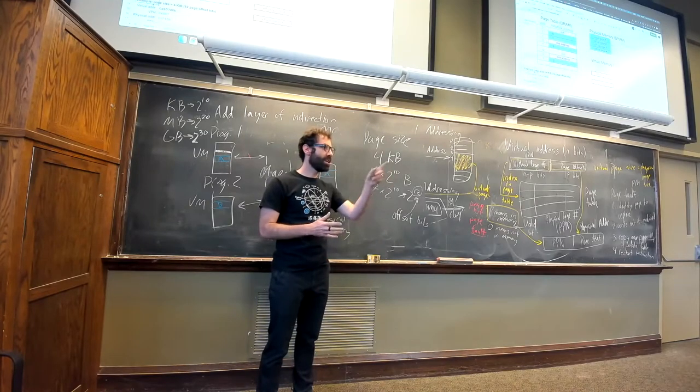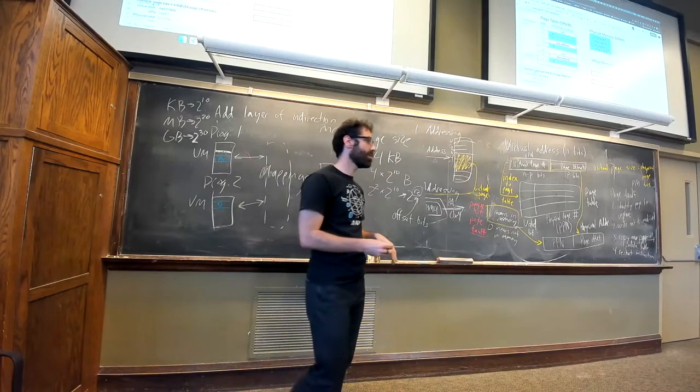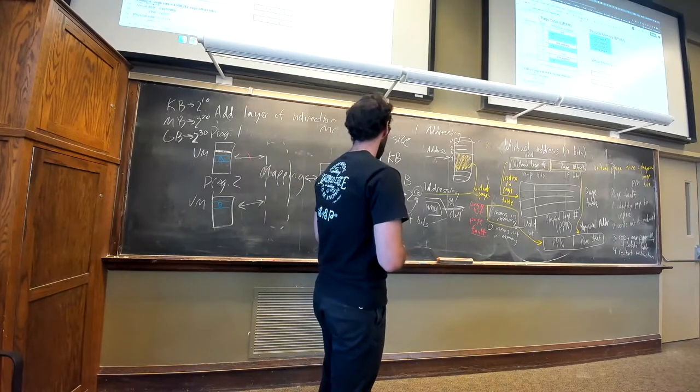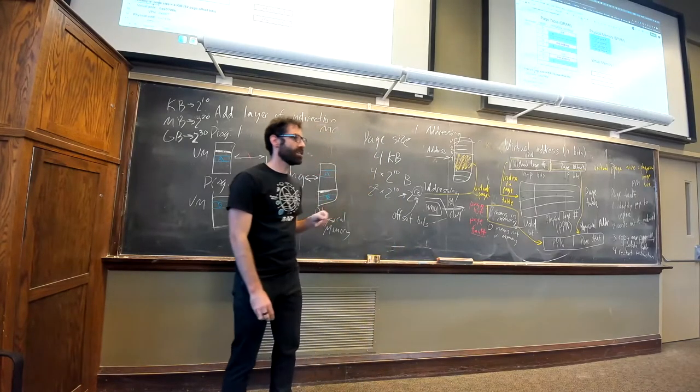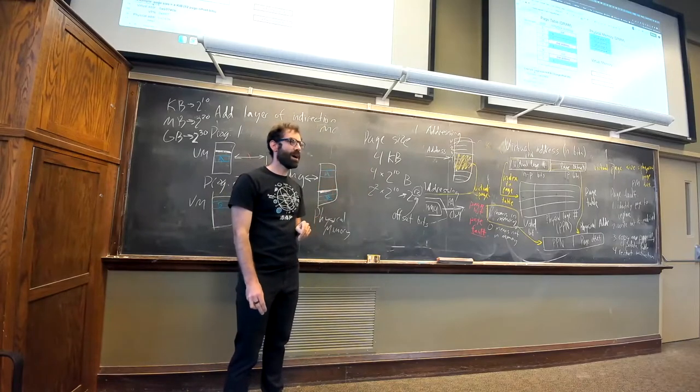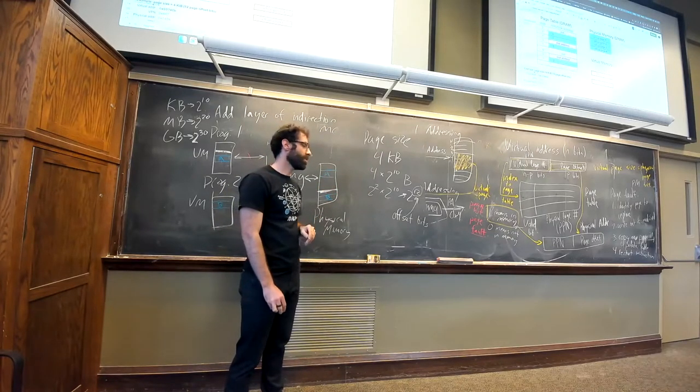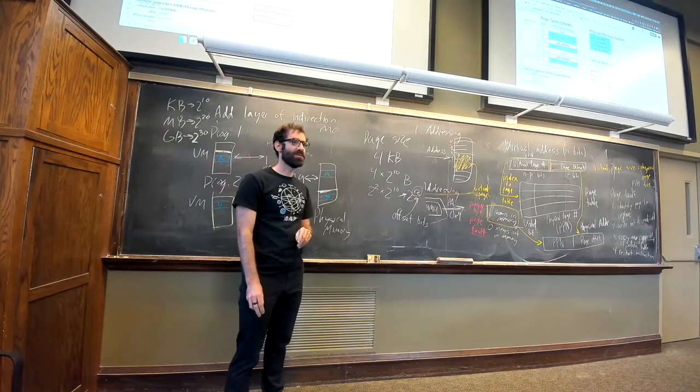Will the number of kilobytes always be a power of 2? What if it was 6 kilobytes? Yes. The systems will always have powers of 2. That makes everything work out much nicer.